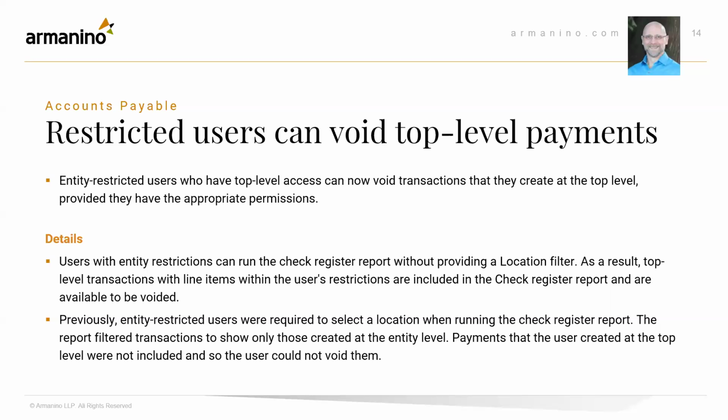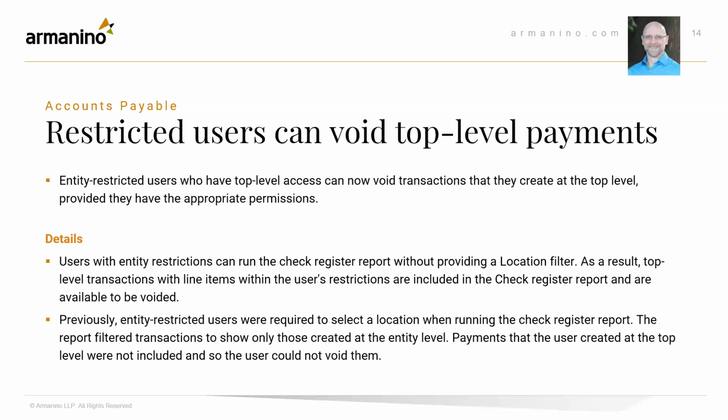Restricted users can void top-level payments. So entity restricted users who have top-level access can now void transactions that they create at the top level, provided they have the appropriate permissions. So users with entity restrictions can run the check register report without providing a location filter. As a result, top-level transactions with line items within the user's restrictions are included in the check register report and are available to be voided.